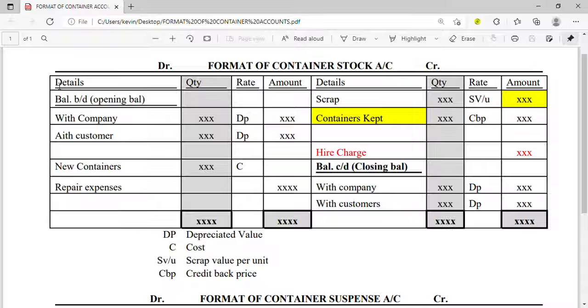Then we shall have details, quantity, rate, then amount on the debit side, and then details, quantity, rate, amount on the credit side. Then on the debit side, we shall have the balancing figures, opening balance, both at the company and with the customers. We put the quantity, then times the depreciable value. It's always given, the depreciable value, then the amount. In order for you to get the amount, you multiply quantity times the depreciable value.